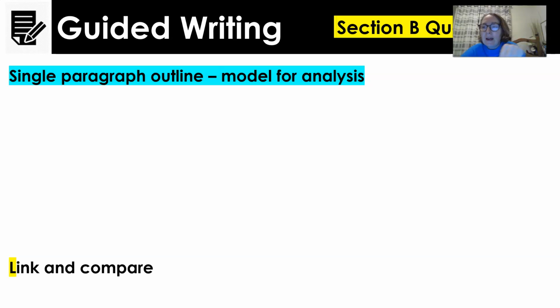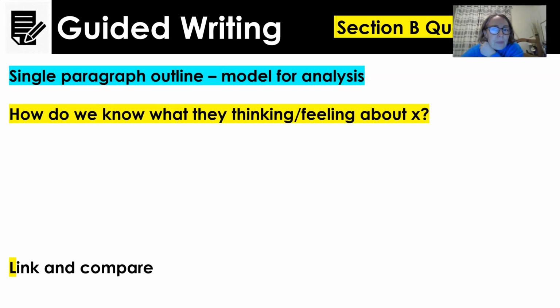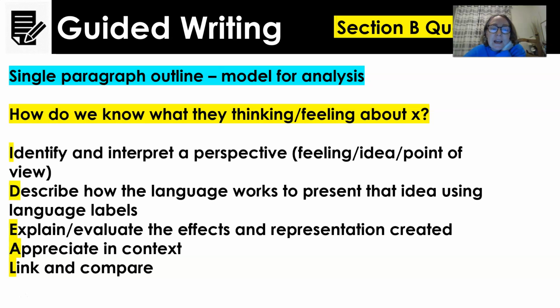Now for this, we do have a nice little acronym. We have a single paragraph outline, a model for analysis. Now, the very first thing is that we always want to be guiding each paragraph by thinking about this question. In this paragraph, how are we showing that we know what they are thinking or feeling about the topic? And we want to be able to identify and interpret a perspective. We want to be able to describe how the language works to present that idea using language labels. And we want to explain, evaluate the effects and representation created. We want to be able to appreciate in context, and we want to be able to link and compare.